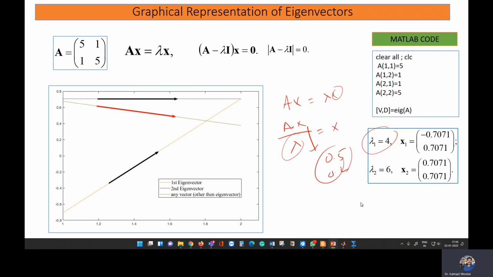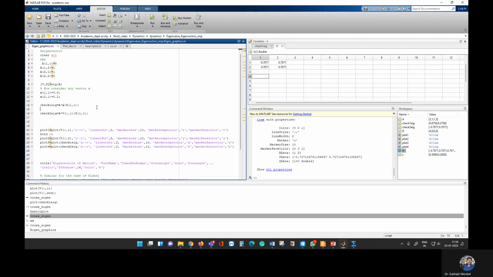So I tried to check the eigenvector. I just do the check one, check one of the eigenvector. And what I did next, I took the first eigenvector. Here you can see V is basically storing that eigenvector. So I took the first column, multiplied it with the matrix A, and then divided by our first eigenvalue.